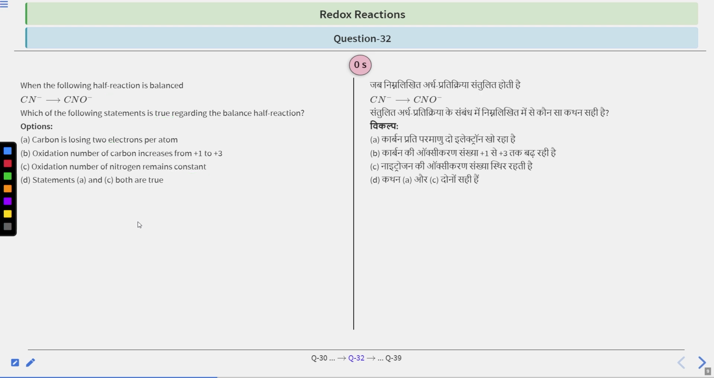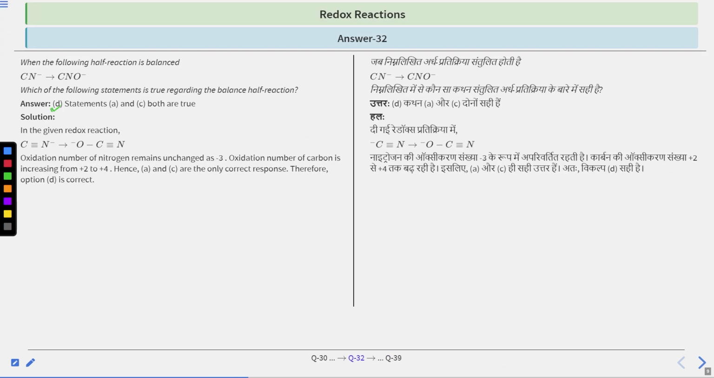Okay, so let's see. The correct answer is option D, that is statement A and C both are true. In the given redox reaction, CN, C triple bond N, is giving us CNO negative. Here also the C and N have a triple bond between them. So the oxidation number of nitrogen remains unchanged as -3 in both the reactant and the product. Oxidation number of carbon is increasing from +2 to +4, and hence options A and C are the only correct response. Therefore, option D is the correct one, which says that statements A and C are both true.